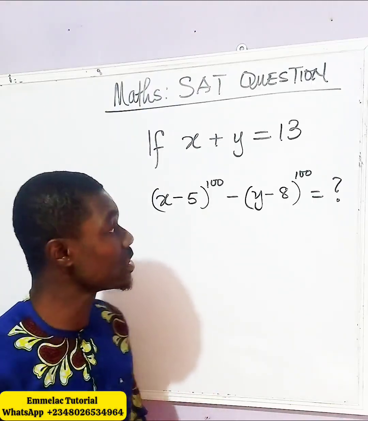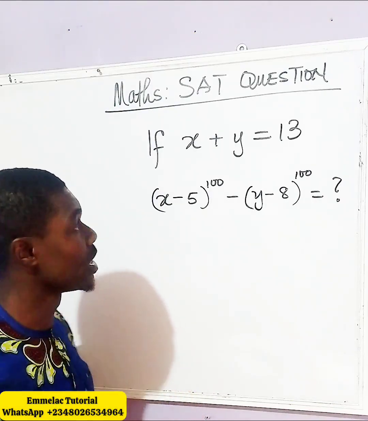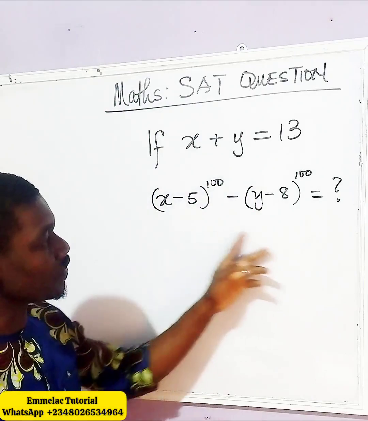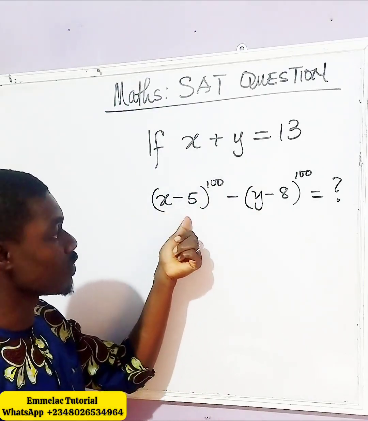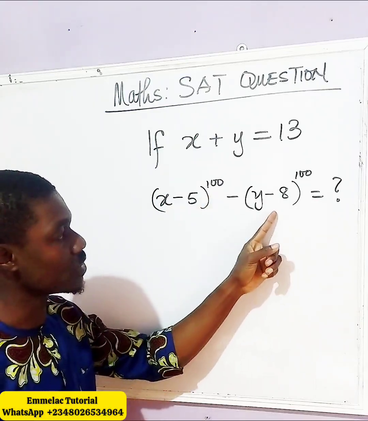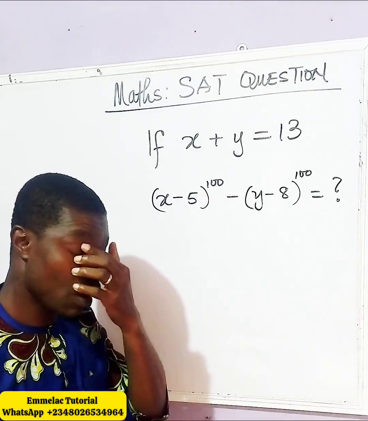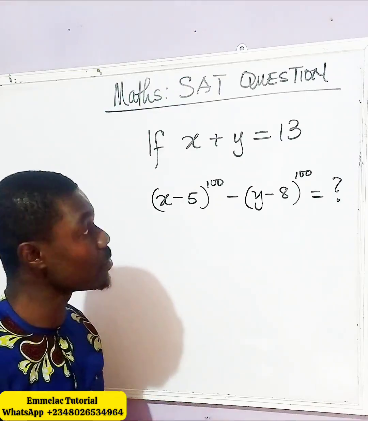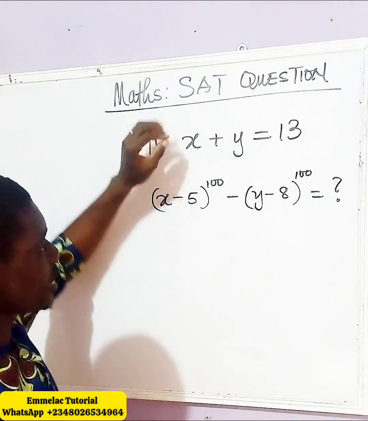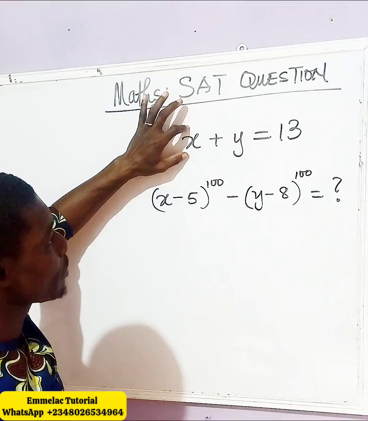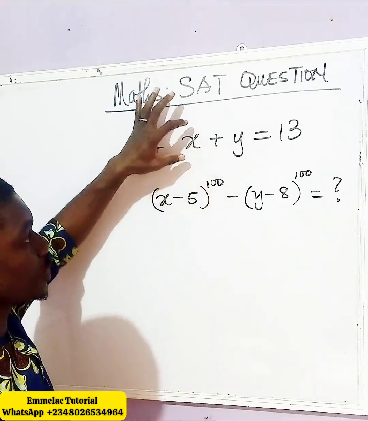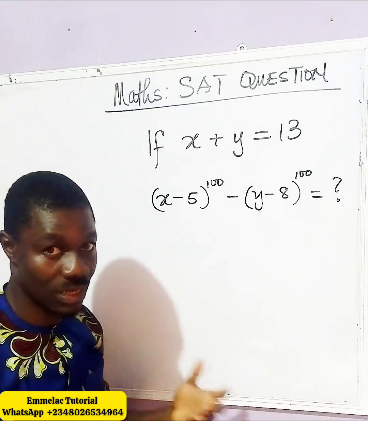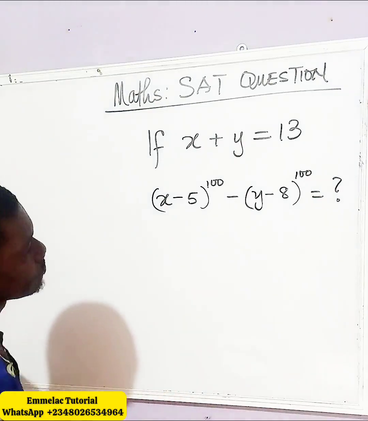Now before us is this beautiful question: if x plus y equals 13, we are asked to find the value of (x minus 5) raised to the power of 100 minus (y minus 8) raised to the power of 100. So how do we go about it? I guess the best approach to tackle this math problem is to make x or y the subject of the relation in this first equation, substitute it into this expression, then evaluate.